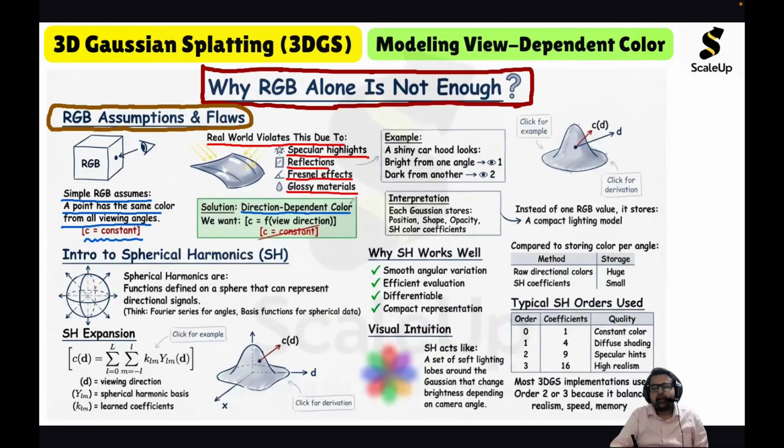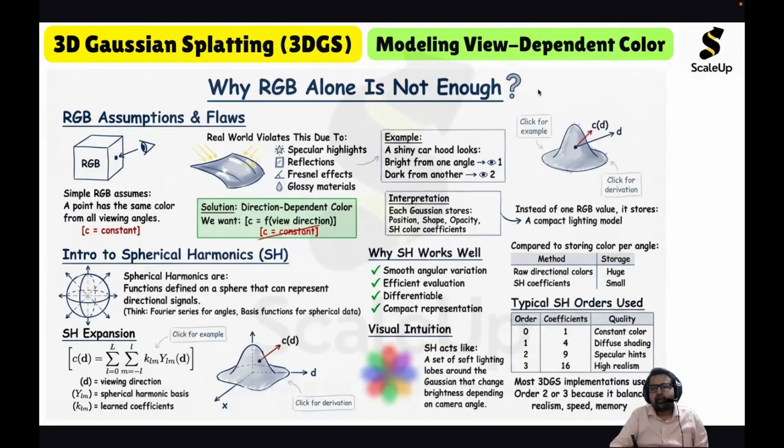Direction dependent color means the color will no longer be constant, rather the color will depend on the view direction. The color will be a function of the view direction. So if we look at it from one direction, its value will be something, and if we look at it from any other direction, its value will be something else.